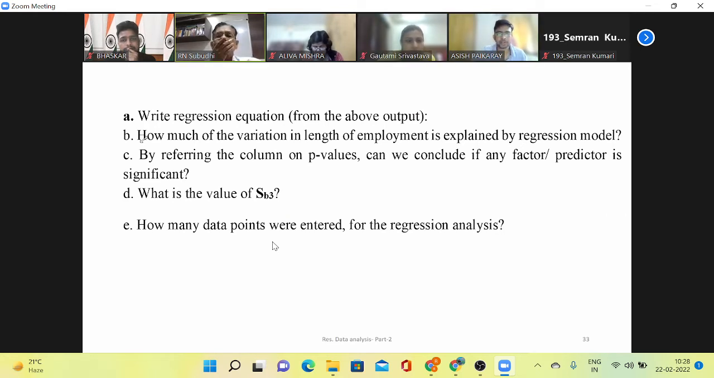What is the value of SB3? We will get that value in the table, the standard error column. That is 0.10, and how many data points were entered, then N minus 1, which has been given as 9 minus 1, 8. It's only 10. Okay, 10 minus 1, 9. Sorry.